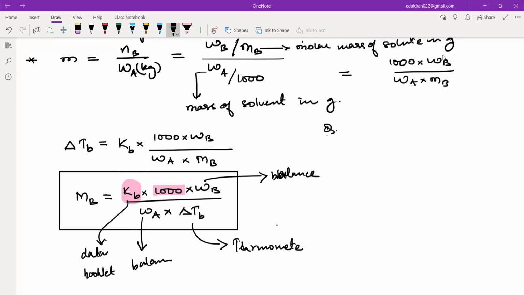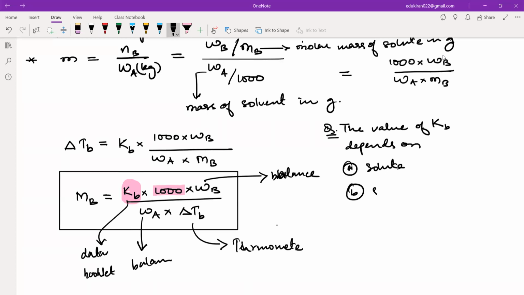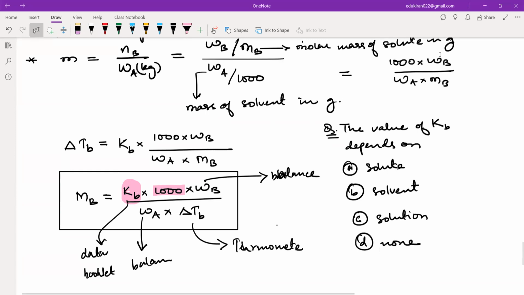एक सवाल है आप लोगों से, the value of KB depends on: A, solute; B, solvent; C, solution; D, none. Please write the answer in chat. What will KB depend on?